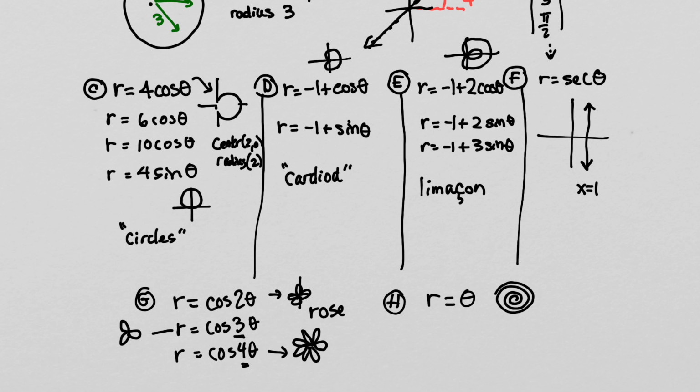So let's go to our laptop. Yeah, let's talk about this. R equals secant theta is a line, x equals 1. Why? It does have to do with something with cosine, because secant is 1 over cosine, but it also has to do with a little more.